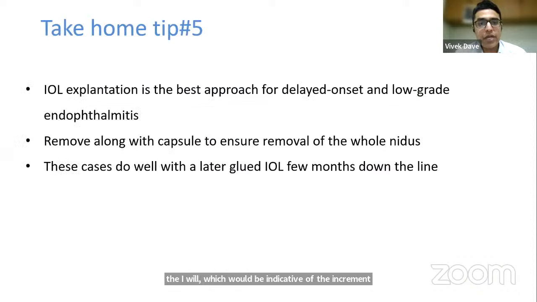So the next take-home tip is IOL explantation is the best approach for delayed onset and low-grade endophthalmitis. Removal along with the capsule ensures complete removal of the nidus of infection. And these cases do very well later with a glued IOL few months down the line.